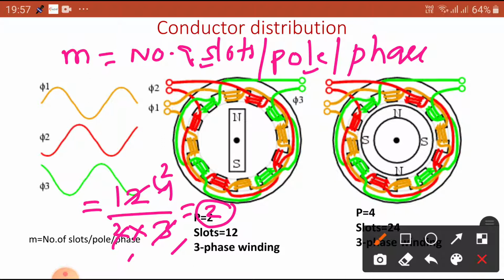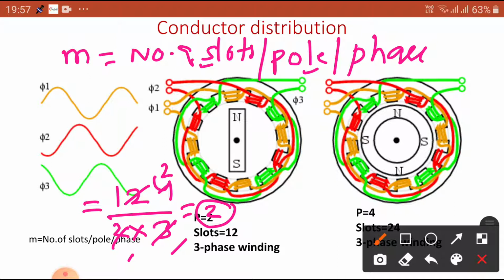So R phase, Y phase, B phase, 3 brothers. So each has to be allocated 2 rooms. So R phase 2 slots, Y phase 2 slots, B phase 2 slots under one pole, and the same sequence under the south pole. Okay, so that is the phase sequence in case of 3 phase. So dear students, please remember these things.